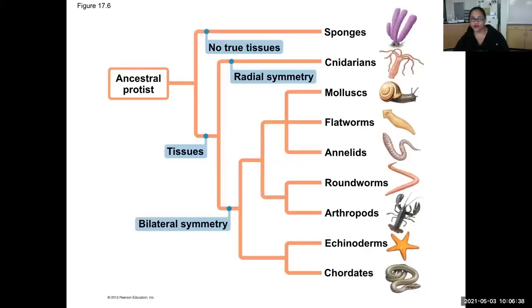So this is a general tree. Ancestral protist gave rise to all of the phyla that you see here of animals. Sponges is the first one that evolved from the ancestral protists and didn't have true tissues. So those are the first ones we'll talk about. But we will go through all the other phyla too.